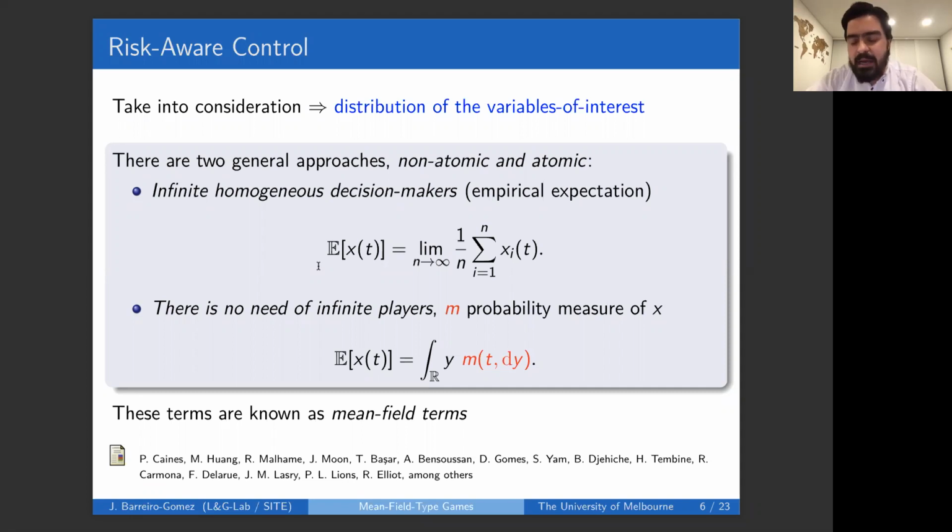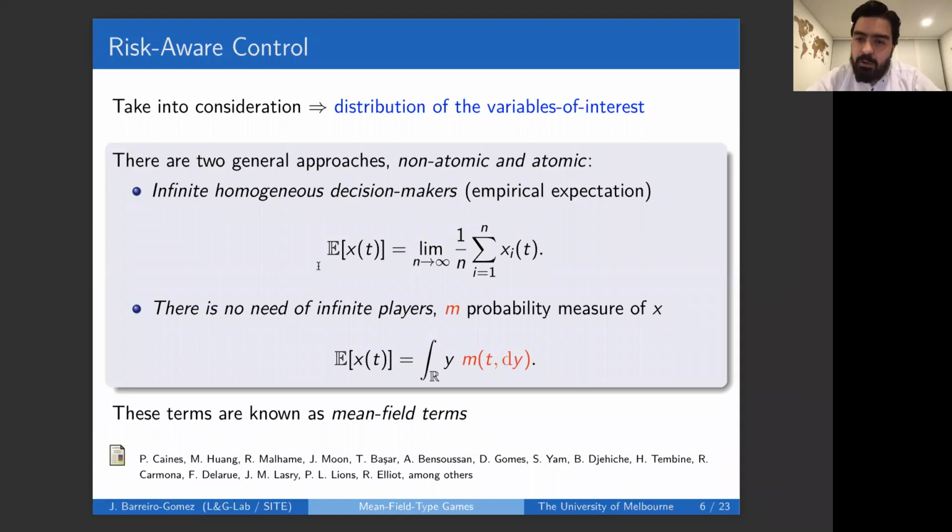So there are some examples of this class of games like population games. So when we have a large number of agents in a population, and so on. And in this perspective, under these games, we normally compute the expectation by means of the empirical expectation. So this is actually quite related to aggregated games as well.